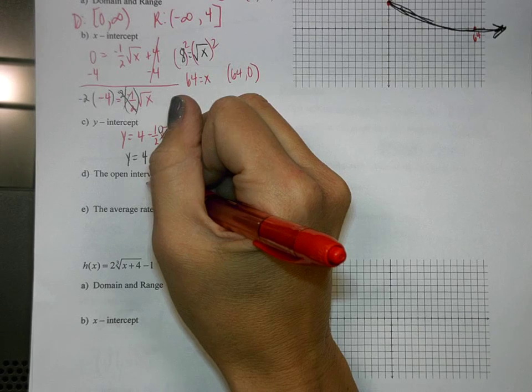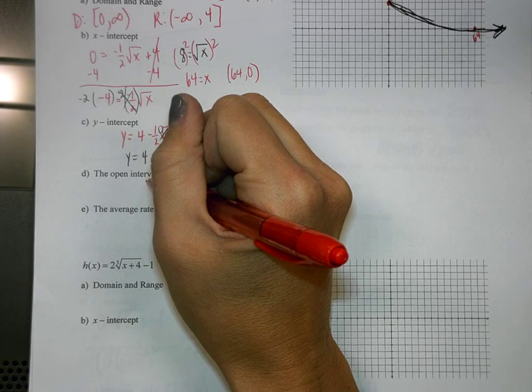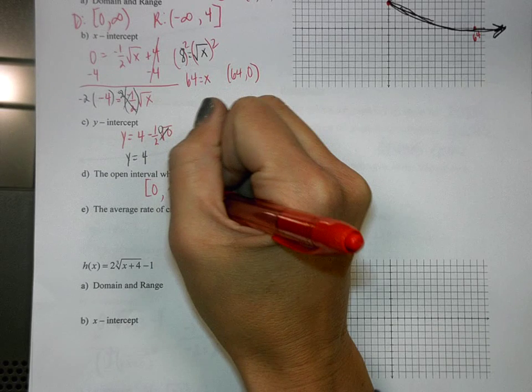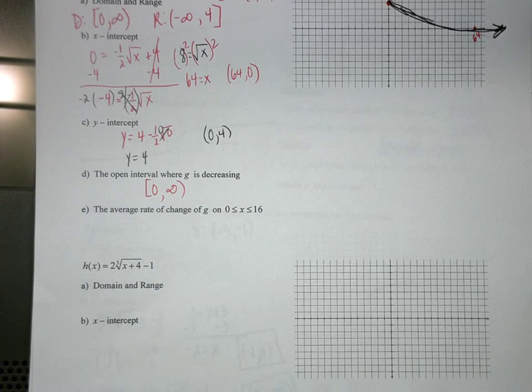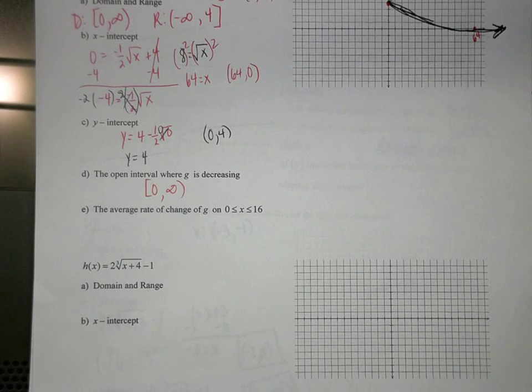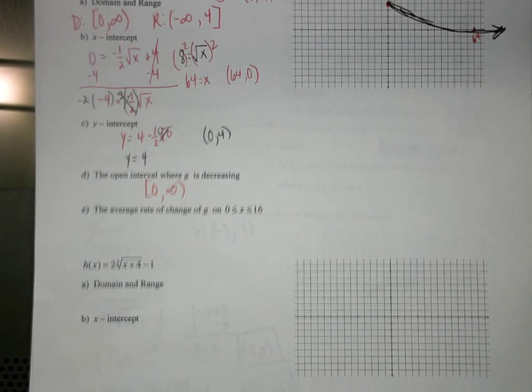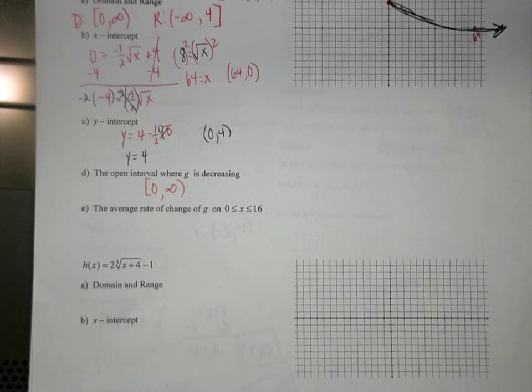Or not 0 to negative infinity, 0 to infinity. And I feel like on our last example, I should have had brackets where I had some parentheses. Yeah, I was going to ask that question. Yeah. So we'll go back there in a second. And then the average rate of change, what do I need to do?